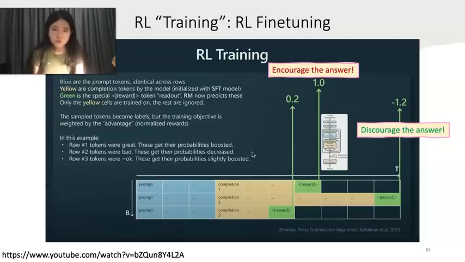Right, so for reinforcement learning training, the idea is just to encourage the answer you want and discourage the answer you don't want. And this encouragement or discouragement is guided by your reward model.